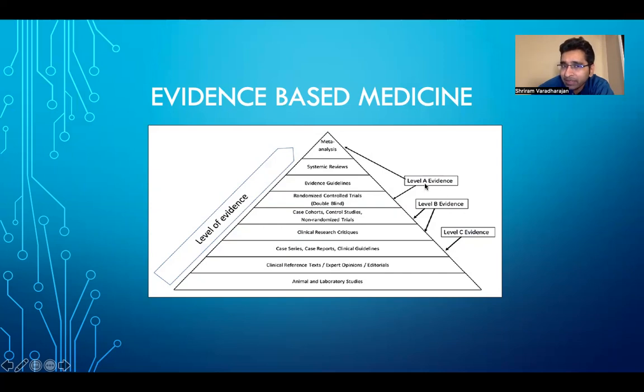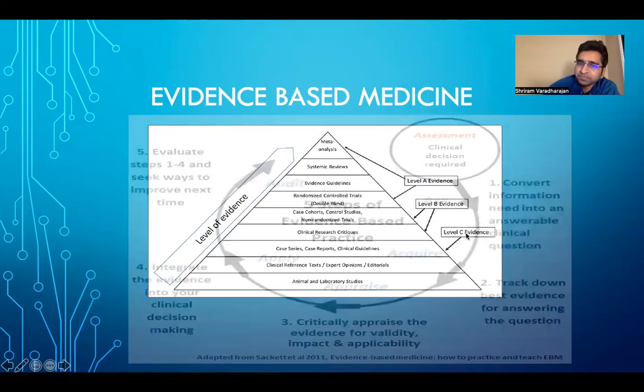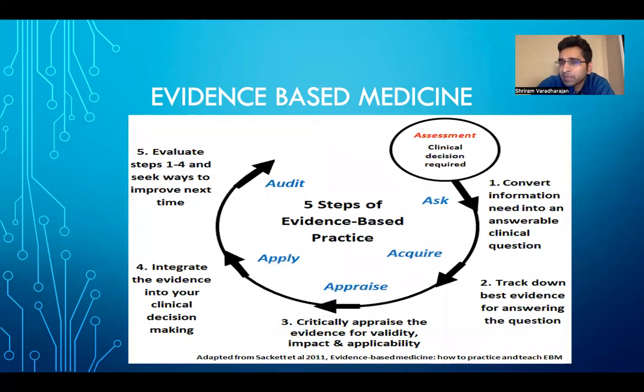As we can see, most of the guidelines incorporate these as their level A, B, or C of evidence. And how do we incorporate it into our practice? Obviously, it starts with one clinical question. What are we trying to answer here? That is the first step in evidence-based practice, asking that question. The second step would be to acquire the knowledge or evidence for answering the first question.